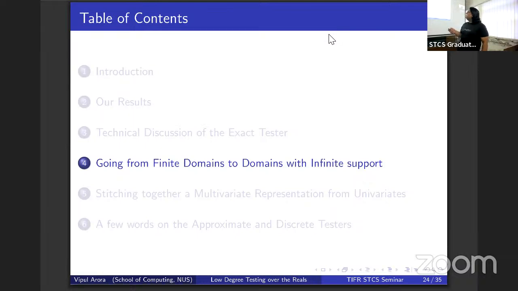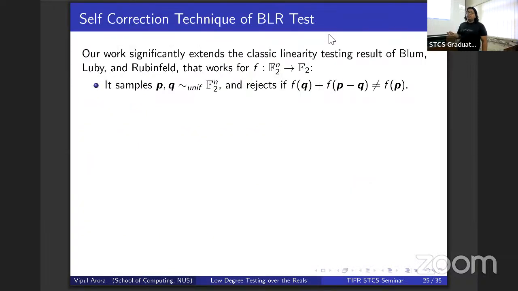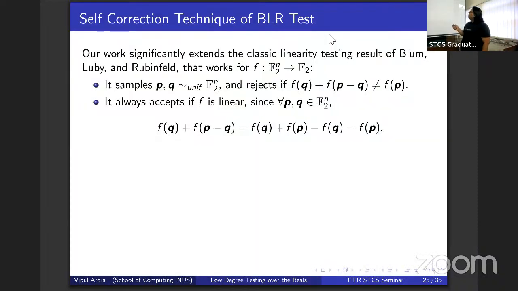Let's quickly see how we go from the finite domain analysis to domains with infinite support. As I said, our work is inspired by the BLR test. Let's quickly see what the BLR test is. So it begins by sampling uniformly random points from F_2^n. You sample P and Q, and you reject if f(Q) plus f(P minus Q) is not equal to f(P). Over F_2^n, f(P minus Q) is equal to f(P plus Q). And if f is linear, the test will always accept, because f(P minus Q) would be equal to f(P) minus f(Q). The f(Q)s will cancel out, and the left hand side will always be equal to the right hand side.